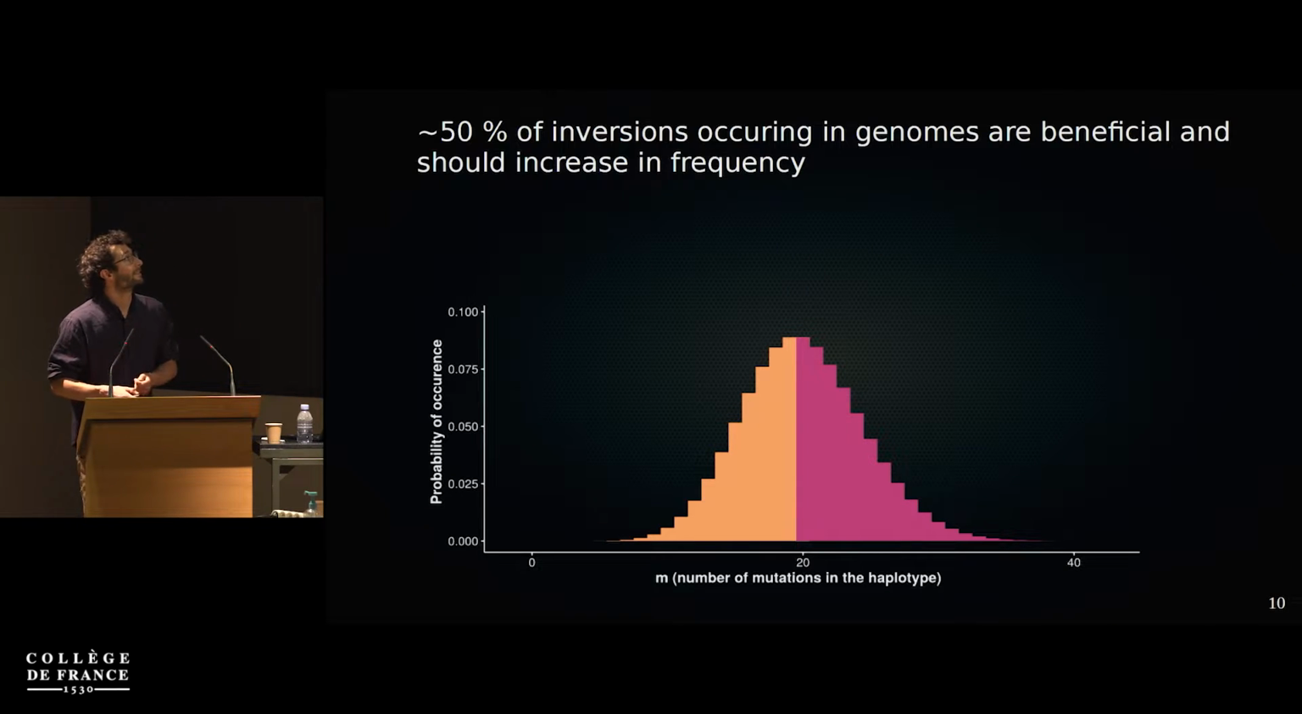Interestingly, in this context, if an inversion occurs, this inversion has approximately 50% chance of capturing a haplotype with fewer mutations than average. This haplotype should be favored, and so this inversion should increase in frequency.